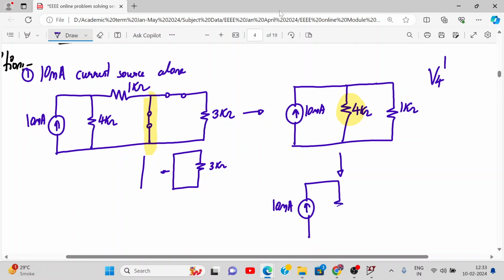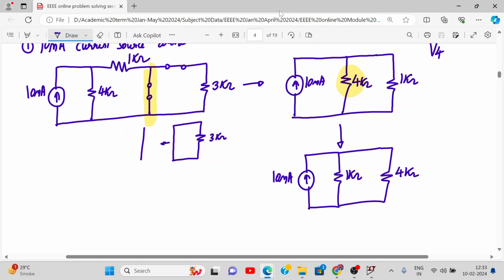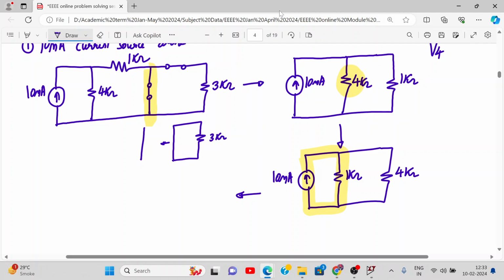How do we proceed? Since all of them are connected in parallel, can I rearrange the circuit like this? 10 milliampere. Here we have 1 kilo ohm, correct? And then I connect this. Can we do this? Yes or no? Yes, it's allowed because they are in parallel. Now these two will be converted by source transformation into a voltage source with a series resistance.